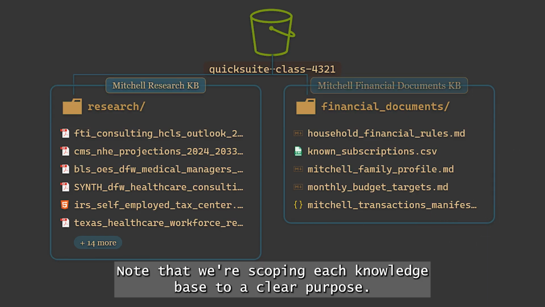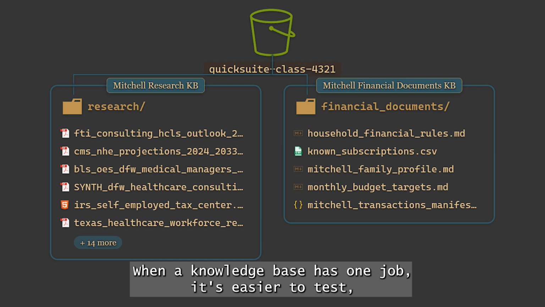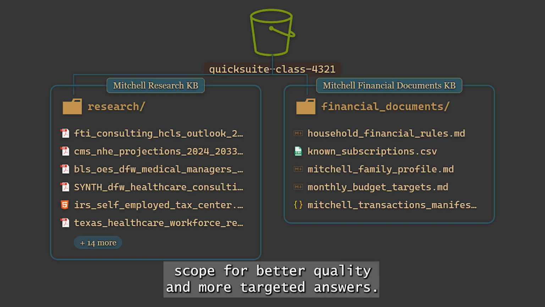Note that we're scoping each knowledge base to a clear purpose. This is a best practice. When a knowledge base has one job, it's easier to test, easier to manage, and gives the AI a smaller scope for better quality and more targeted answers.